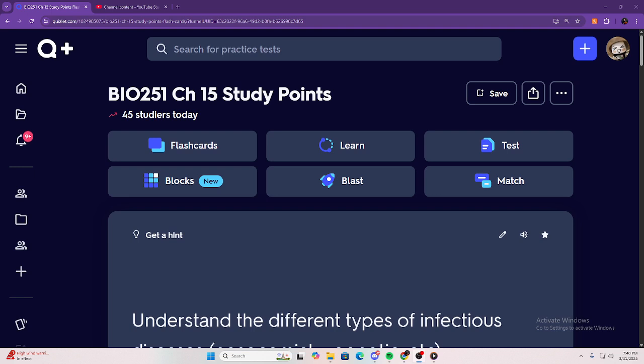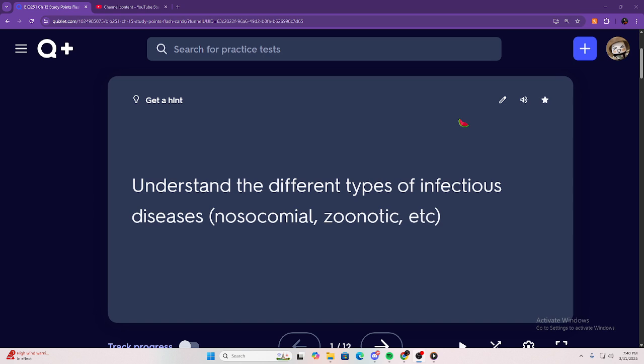All right, so this is the Biology 251, Chapter 15 study points. As of the spring 2025 semester, we only went up to slide 25. So I'm only going to cover study points that went up to slide 25.